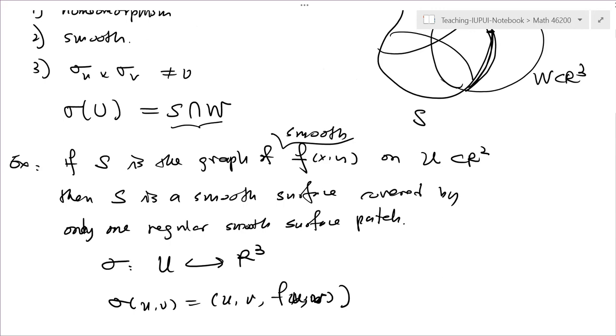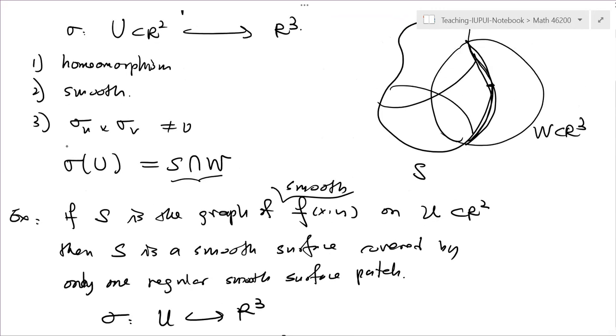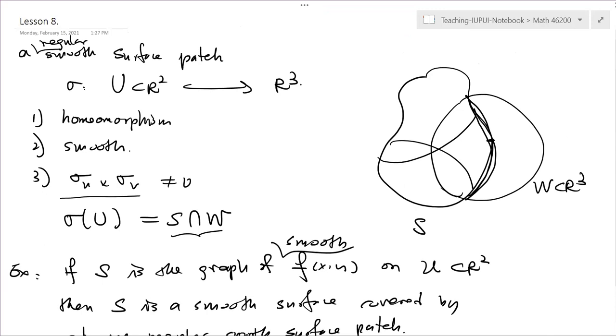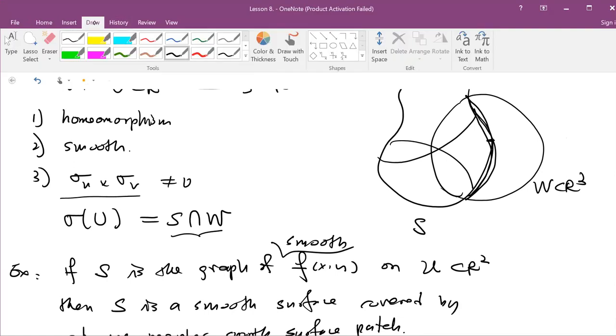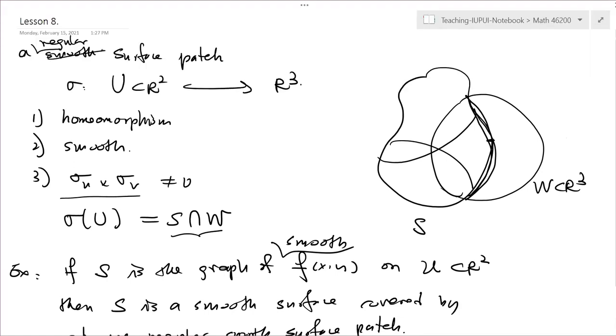So we always assume a surface patch is regular. It is not only smooth, and the third condition must be satisfied. It's a homeomorphism, or just a regular surface patch. Sometimes for simplicity, we do not mention smooth. We just say it's regular. A regular surface patch means three conditions. Smooth means as a vector function, it's differentiable.